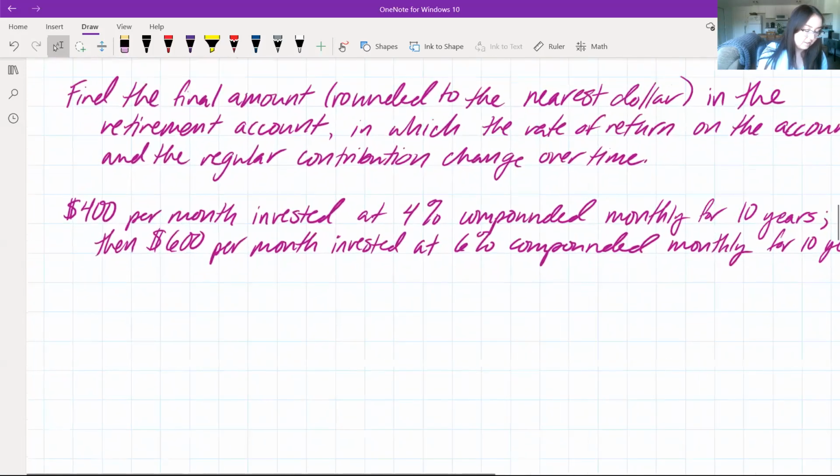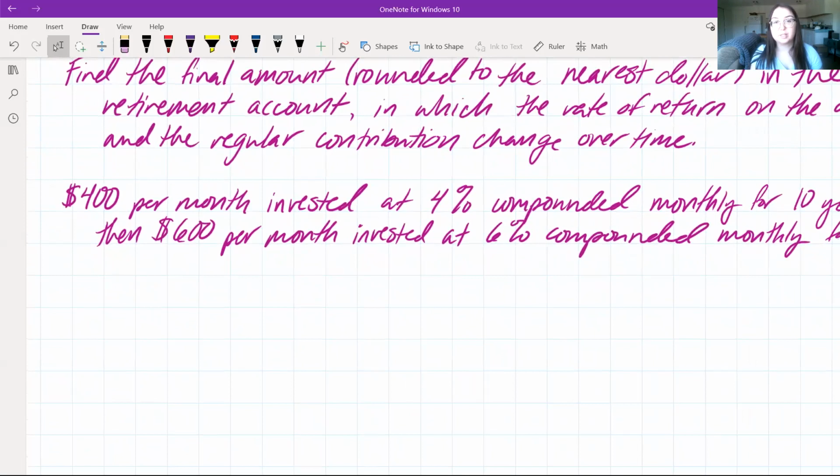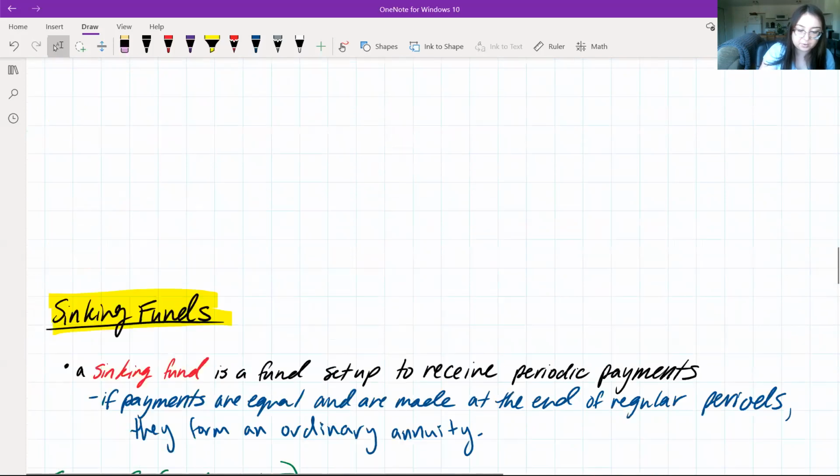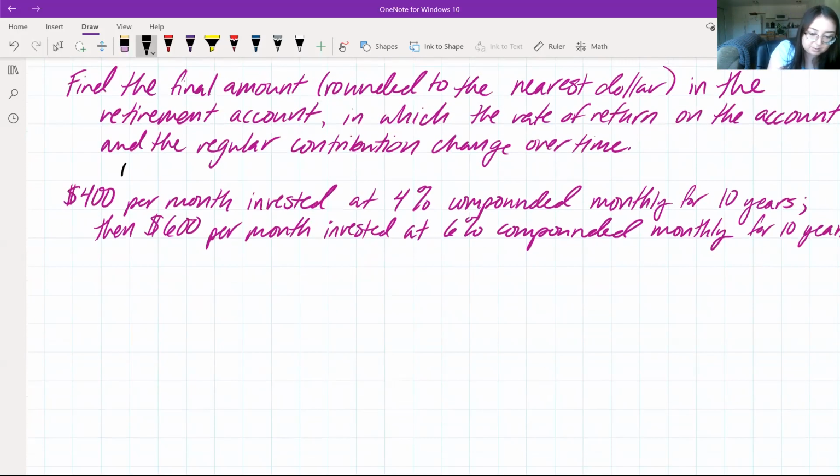So let's start with our first period of time here. We're going to name this 400 per month invested at 4% compounded monthly for 10 years. We're going to label this 1, and then our $600 per month will be labeled 2. So let's just work on 1 for now.